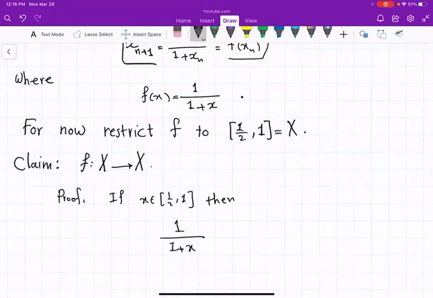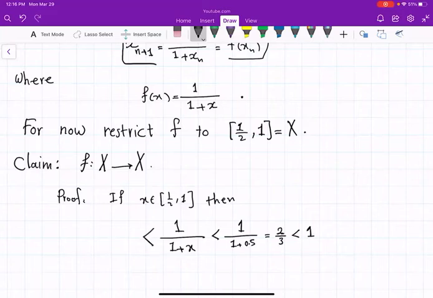So what is the biggest you can get for this quantity? The biggest is when you put the smallest in the denominator. So this will be 1/(1 + 1/2), and this is 2/3, which is definitely less than 1. On the other side, the smallest fraction you can get is when you put the largest in the denominator, which is 1, x being between 1/2 and 1, and this is again 1/2. So this shows that indeed f does map from X back into X.